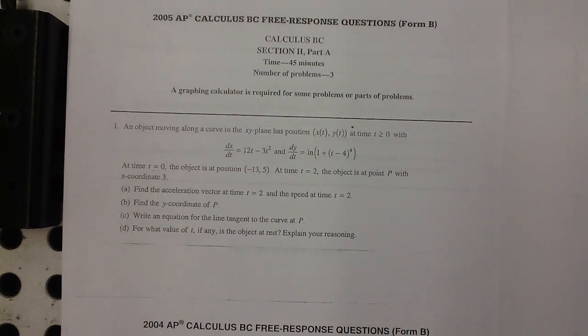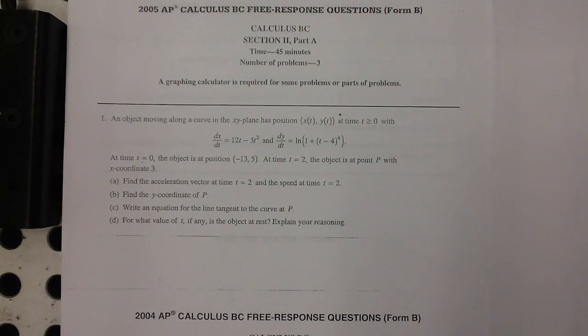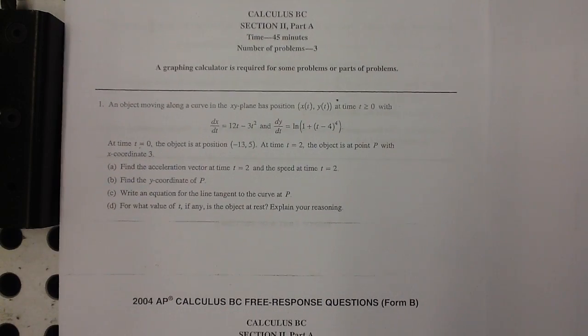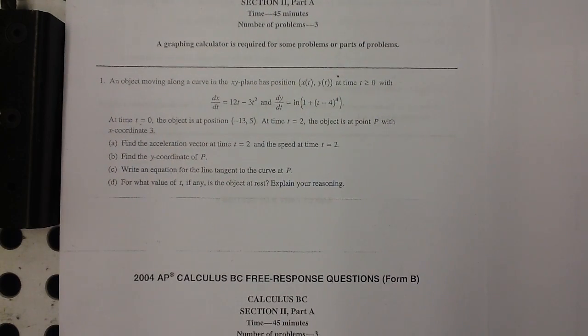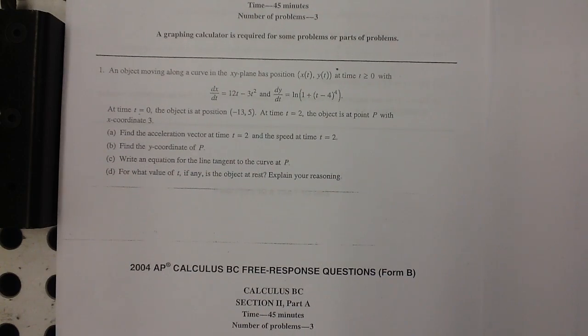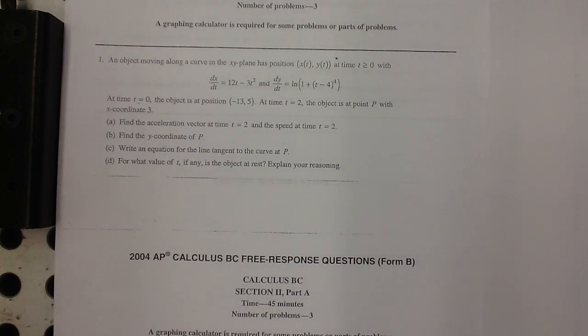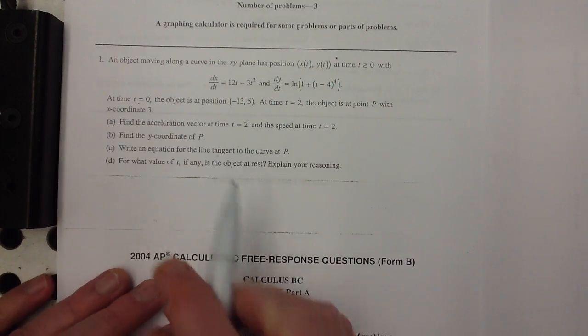Okay, here you go. These are the rest of the free response questions for vector motion in 2 dimensions, vector functions in general. Number one here, I'm going in the order that they showed up on the sheet that I gave you. So this is 2005 Form B, number one.